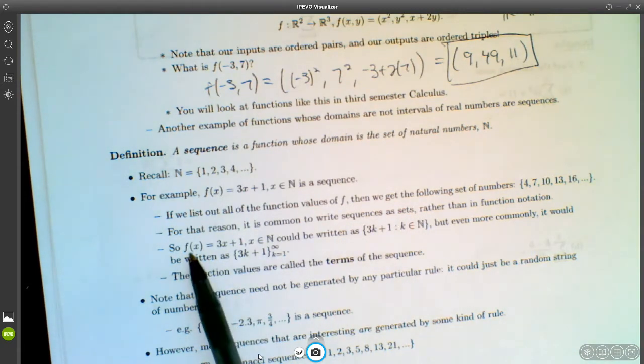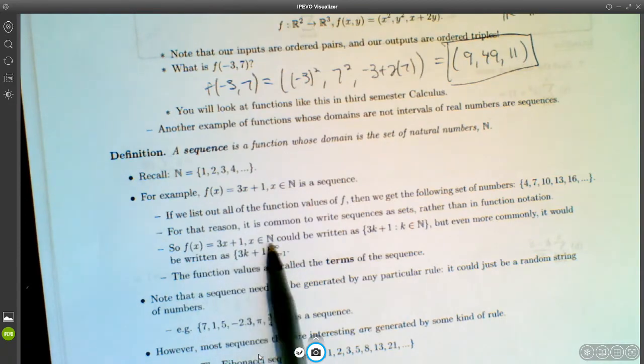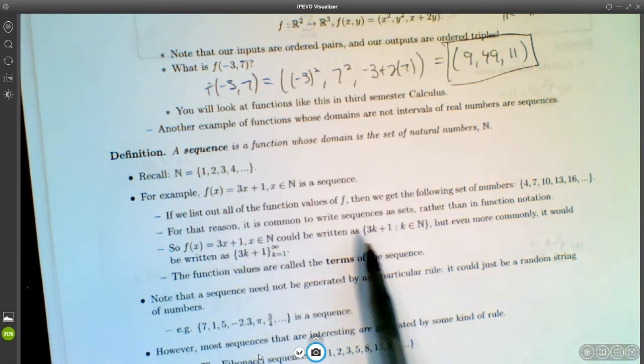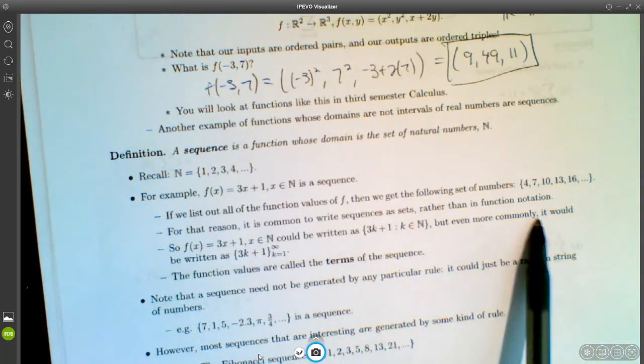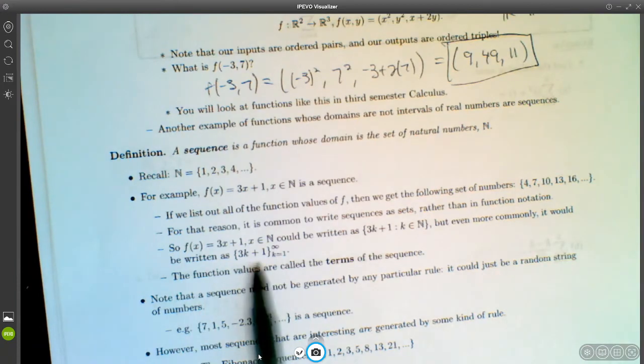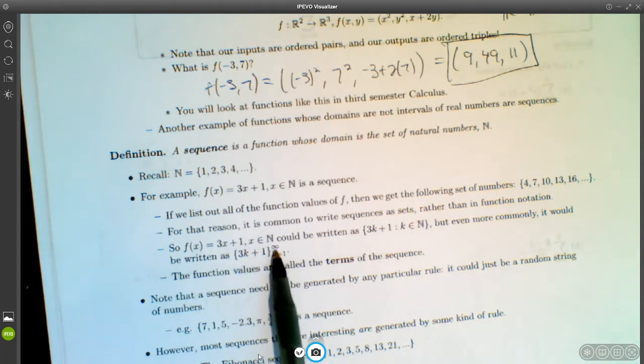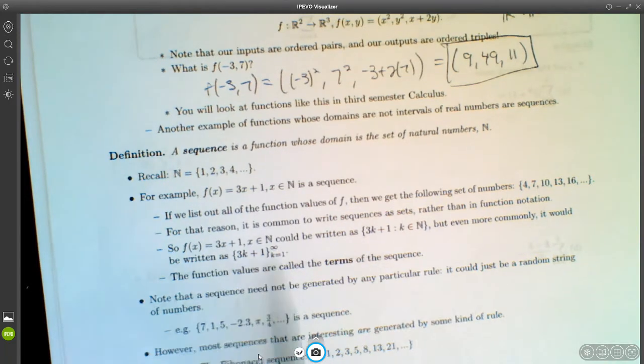For that reason, it's common to write sequences as sets rather than in function notation, right? So instead of writing f of x equals 3x plus 1, where x is a natural number, we could just write the set of all numbers of the form 3k plus 1, where k is a natural number. But even more commonly, we would write sequences this way: the set of all 3k plus 1 starting with k equals 1 and going on forever and ever, right? That's how we would write that sequence. The function values themselves are called the terms of the sequence.